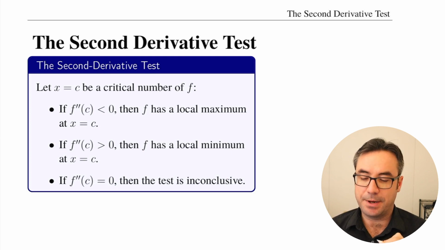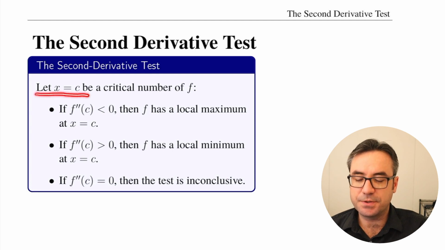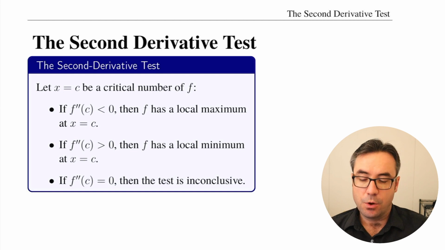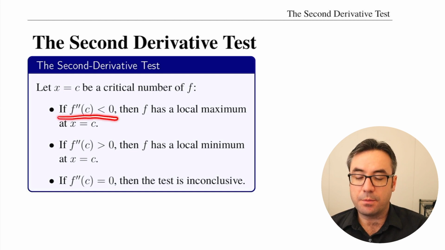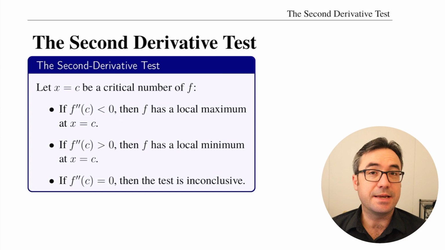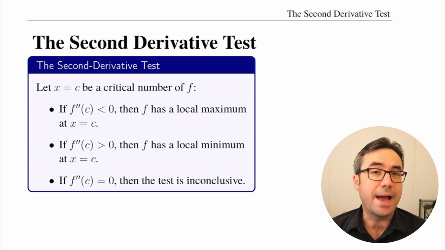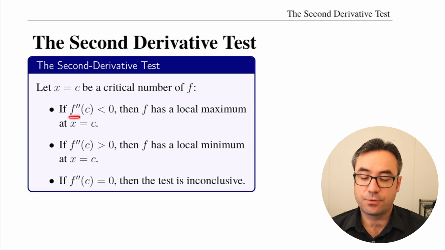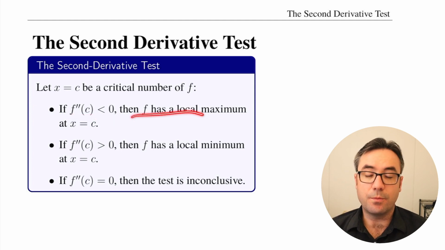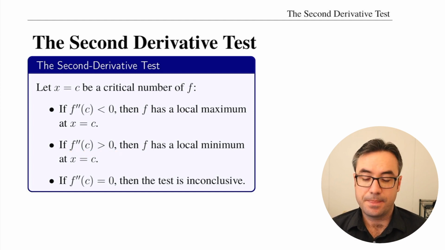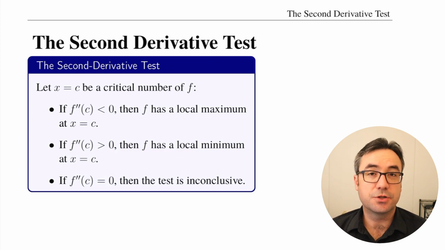So let's read through it. Let's suppose that we found that x equals c is a critical number for our function. Well, if we were to plug that into our second derivative and get a negative value, what that means is our function has a local max. So if the second derivative is negative there, we have a local max. Now, if we were to plug this critical number in and get a positive value for our second derivative, then that tells us our function has a local min.